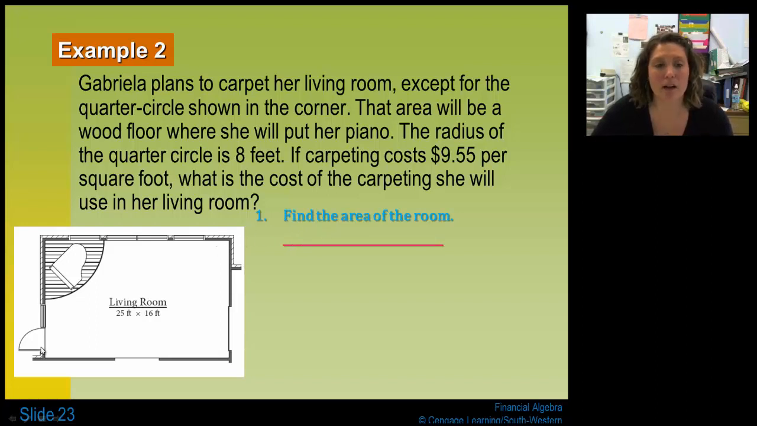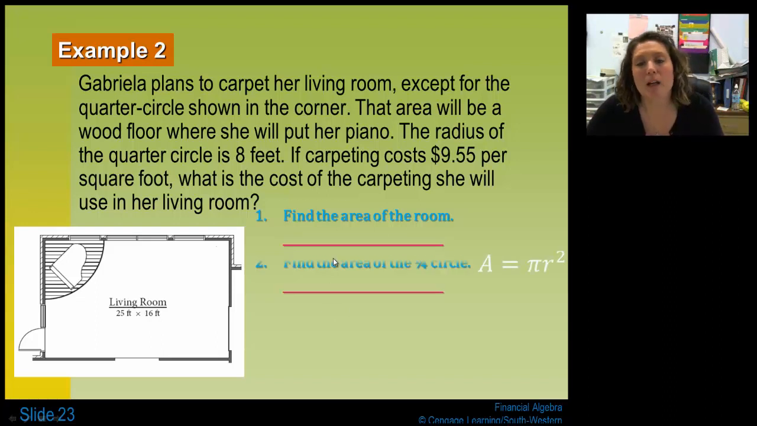First, we need to find the area of the room. So go ahead and do that. We know that area is length times width. They give us the dimensions here. It's 25 by 16. So when you multiply 25 by 16, you end up with 400 square feet.